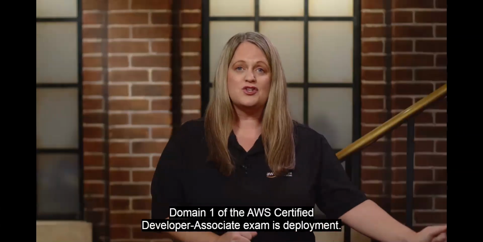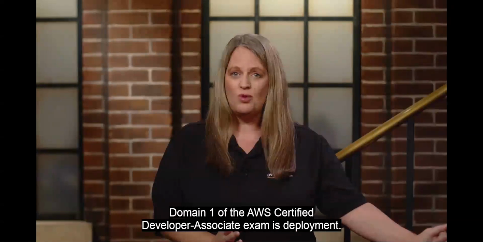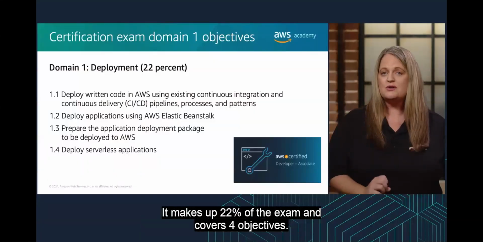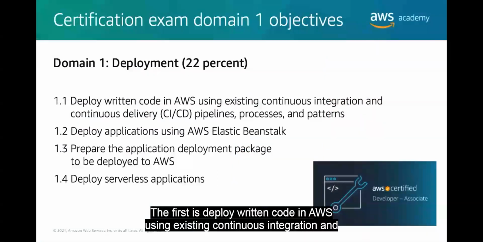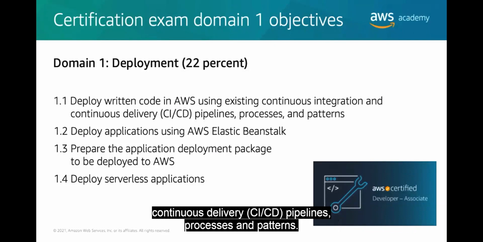Domain 1 of the AWS Certified Developer Associate exam is deployment. It makes up 22% of the exam and covers 4 objectives. The first is deploy written code in AWS using existing continuous integration and continuous delivery, CI/CD, pipelines, processes, and patterns. The second is deploy applications using AWS Elastic Beanstalk. The third is prepare the application deployment package to be deployed to AWS. And the fourth is deploy serverless applications.